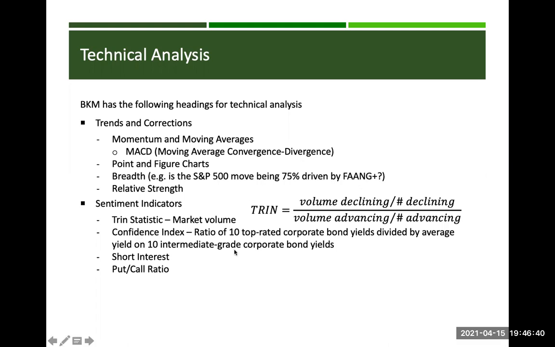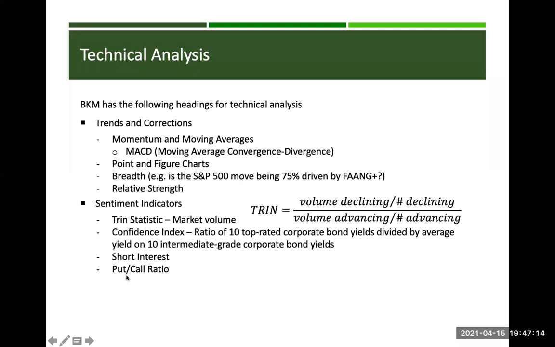There are confidence indexes, and they give the example of the ratio of the top 10 corporate bond yields divided by the average yield on the 10 intermediate grade bonds. Short interest, which again might be contrarian, right? As we saw earlier this year with companies like GameStop and Nokia. And for technical reasons, that actually can work sometimes.